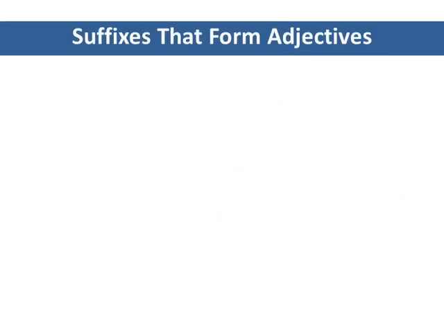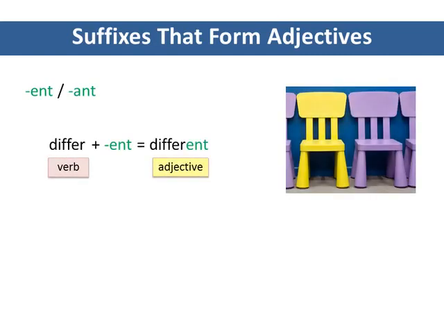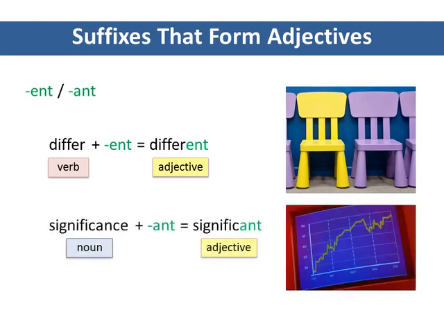Suffixes can also be used to form adjectives. Ent and ant often form adjectives. If two things differ, they are different. Differ is a verb. Different is an adjective. We often show the significance of something by calling it significant. Significance is a noun. Significant is an adjective.